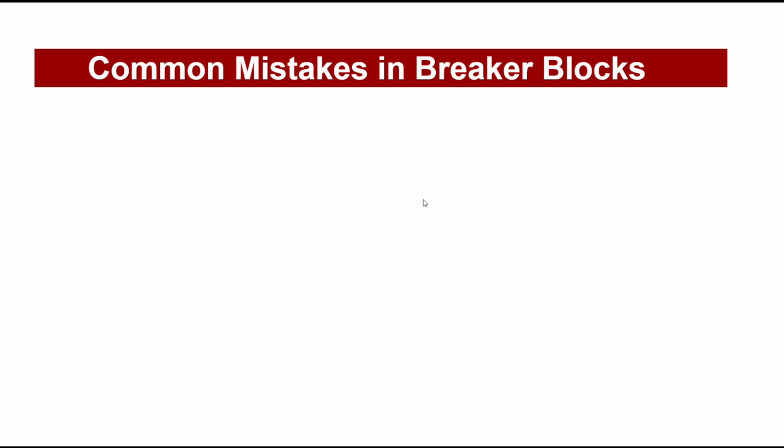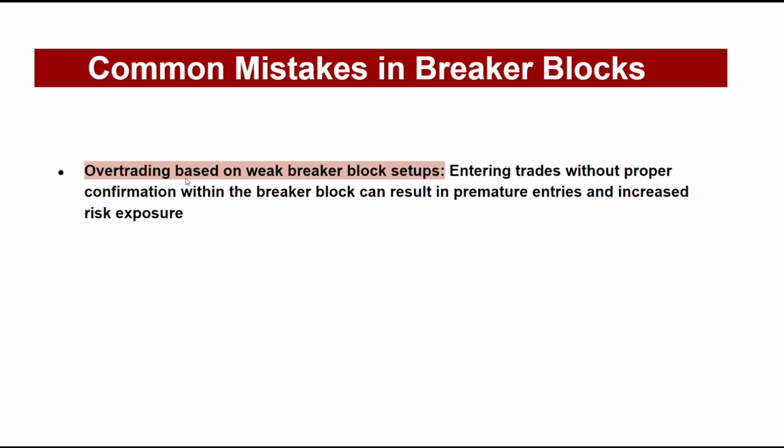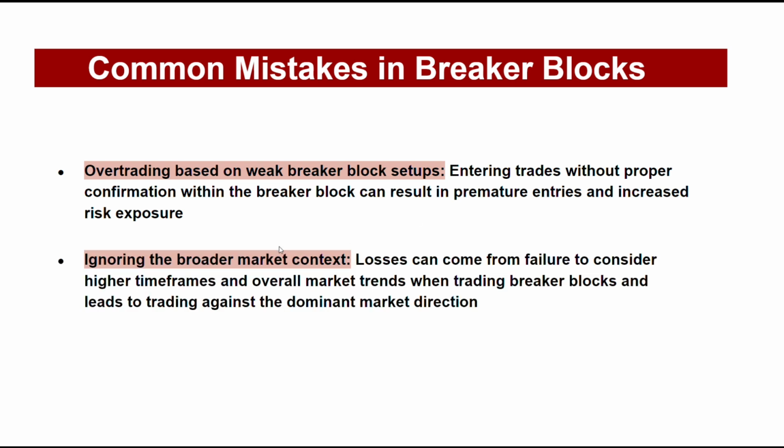So common mistakes within breaker block trading: number one, overtrading based on weaker breaker block setups. Most of the losses that I see within breaker block trading are without proper confirmation within the breaker block, and just not the right liquidity pools being swept, and lower time frame coinciding over the higher time frame, ignoring the broader market context, which is pretty much what I just said. Losses can come from failure to consider the higher time frames and the overall market trends, which is the main thing. The backbone of ICT concepts is we go from a high time frame to a low time frame, and when those all align, that is when our trade is the highest probability.